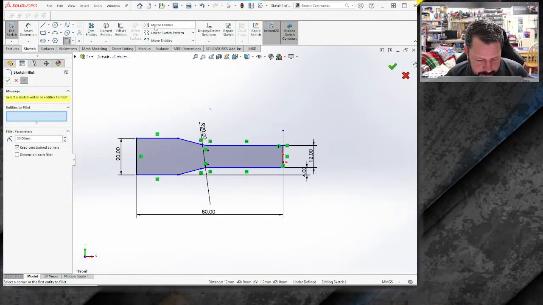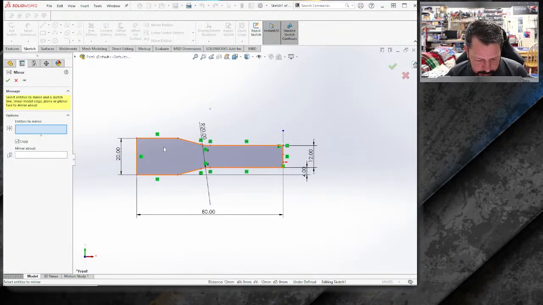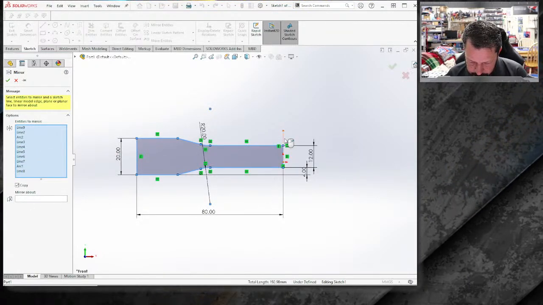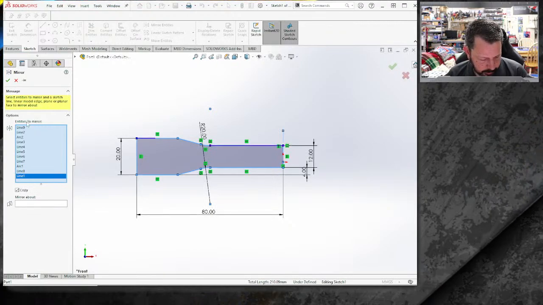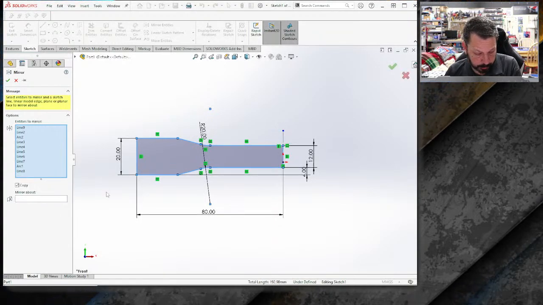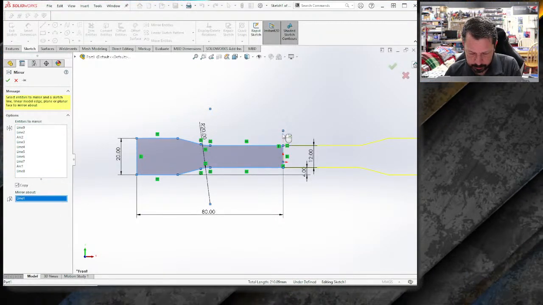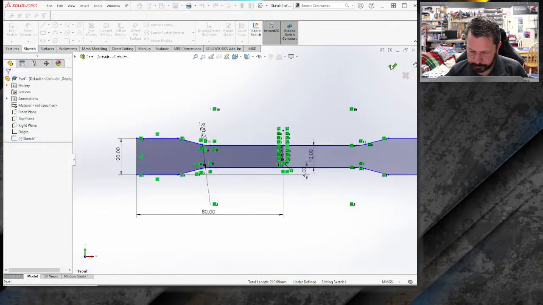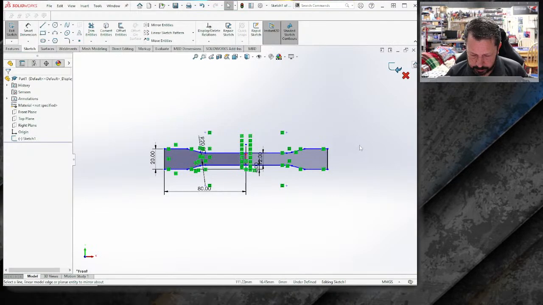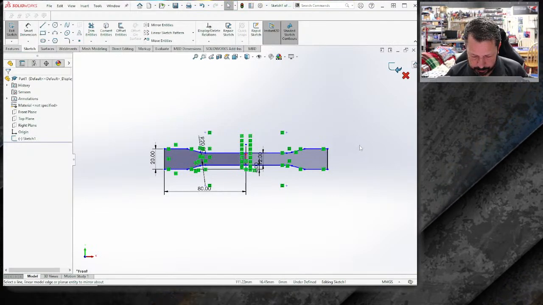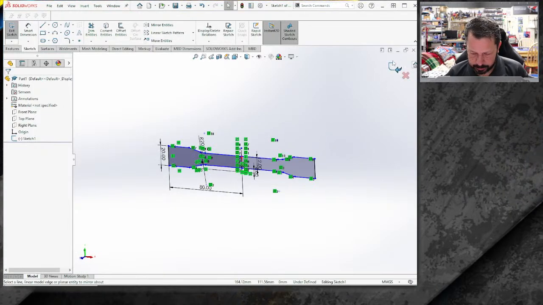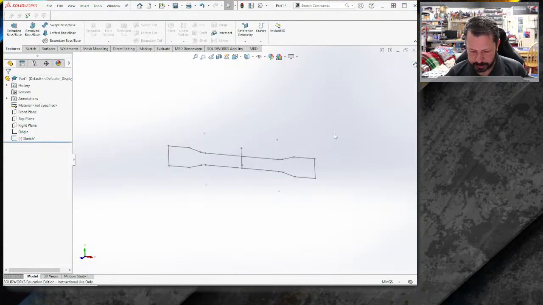Let's mirror this. Mirror entities, we want that to be mirrored, and we want to mirror about our little construction line there. Oh, I don't want our construction line mirrored. Mirror about that. There we go. All right, so there's our little thing. It's got all kinds of constraints drawn on it, but it'll be all right once we get this guy to recognize that we're done with it.